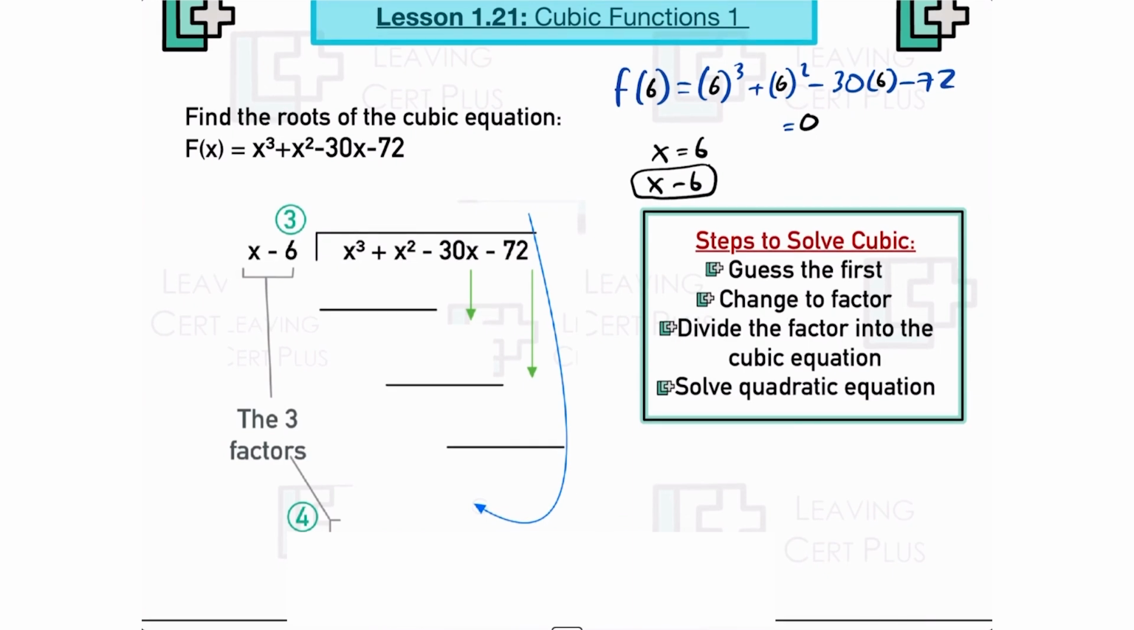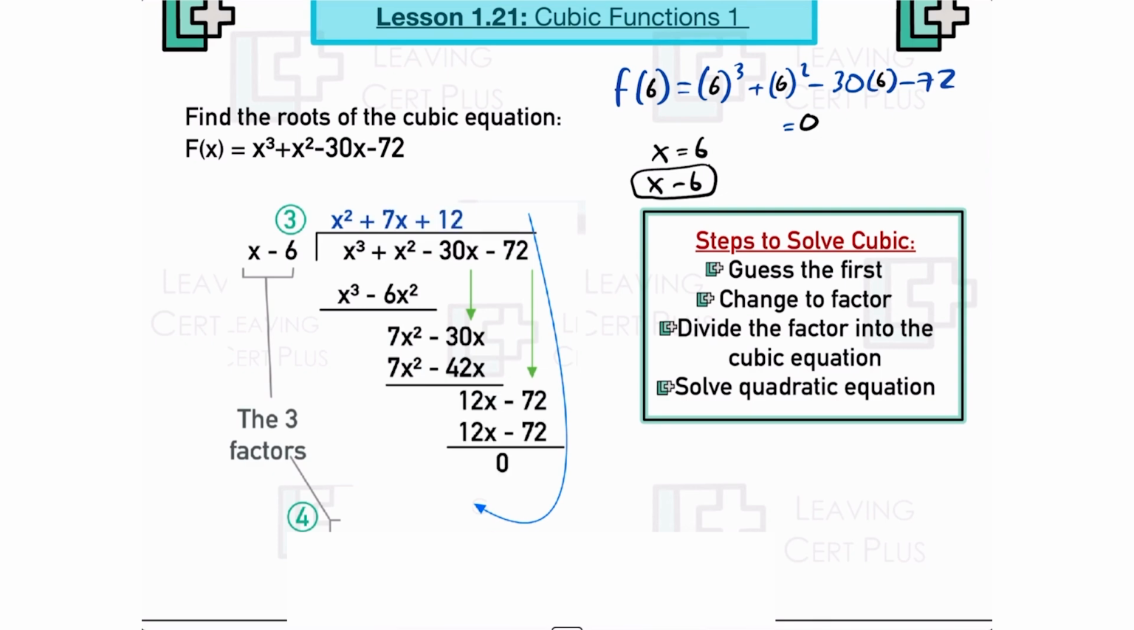So I'm going to divide x minus 6 into my cubic equation, as you can see here, and just complete the long division. We're well used to doing long division now. Our first question is, what do we need to multiply that x by to get x cubed? The answer is x squared, and then you multiply that x squared to get this line here. It's just the same steps again and again as we have practiced. So you'll find you have a quadratic on top.